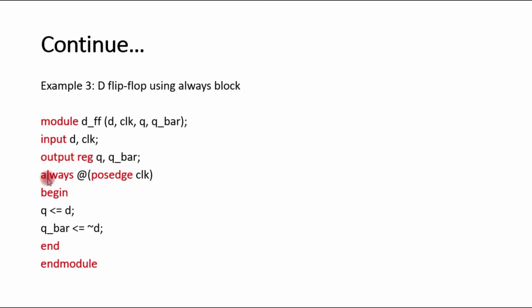And here we are using a procedural block, always block, @ posedge. Posedge is the positive edge clock. When clock is at positive edge, then these sequential statements are executed. And here we are using non-blocking assignments, so both the statements are executed in parallel. Q assigned to D, QR assigned to not operation of D, and then endmodule.